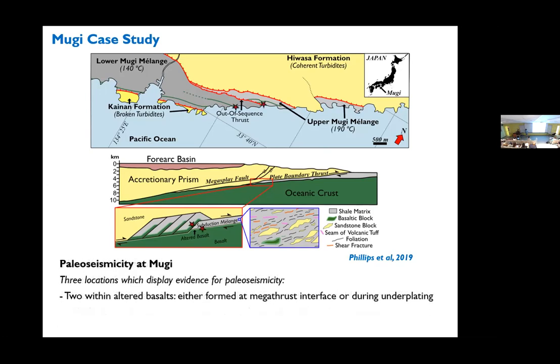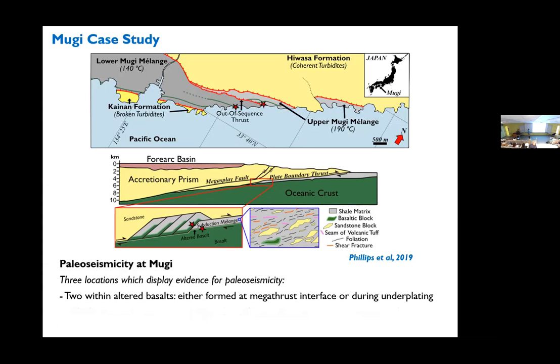So what's exciting here is that there's 3 locations which display really concrete evidence for big earthquakes, so paleoseismicity. And 2 of these occur within that altered basalt, and then 1 of them occurs within the overlying contact between the melange and the overlying turbidites.